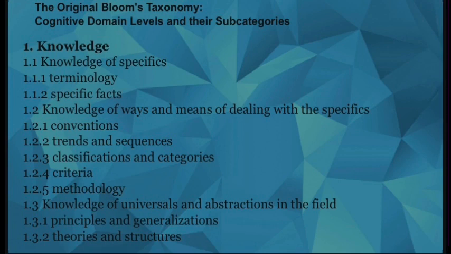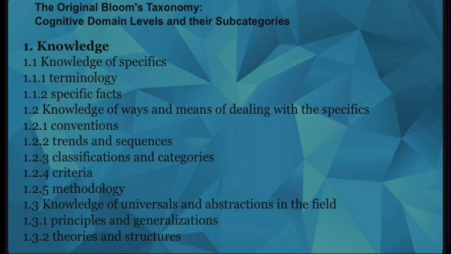So let's proceed to the original Bloom's taxonomy. It is specifically focused on the cognitive domain and consists of 6 levels with their respective subcategories. Number 1 is knowledge. This level involves acquiring factual information and understanding the specifics of a particular subject area. It includes subcategories such as 1.1, knowledge of specifics. This subcategory refers to the understanding of terminology and specific facts related to a subject.